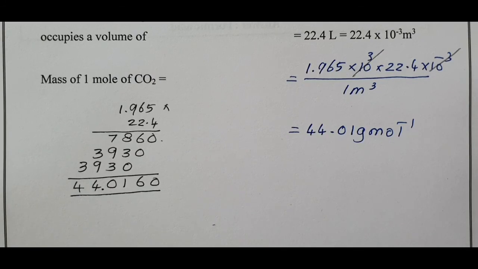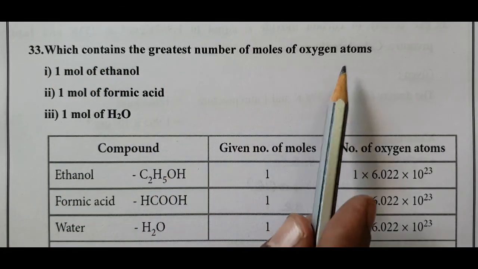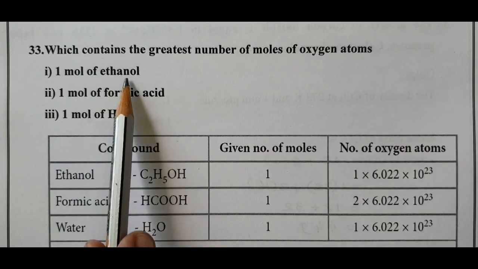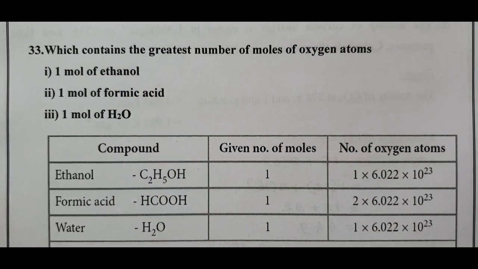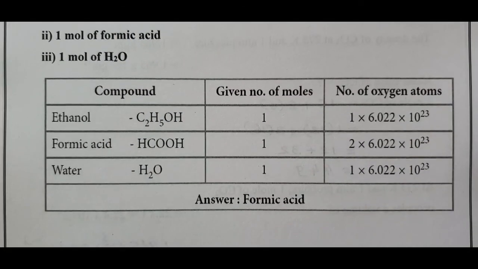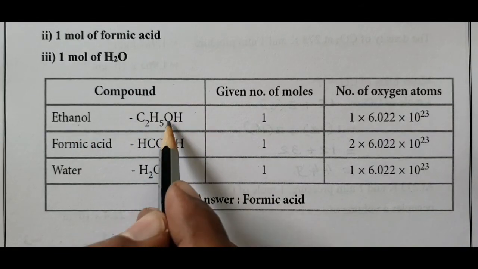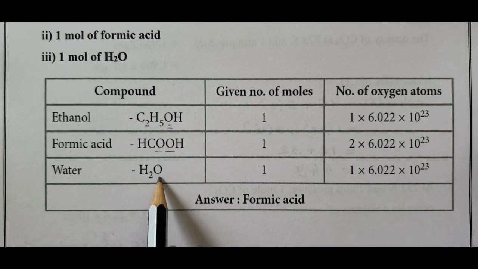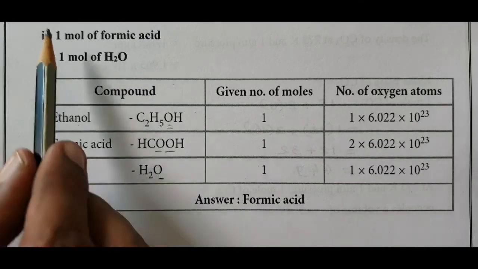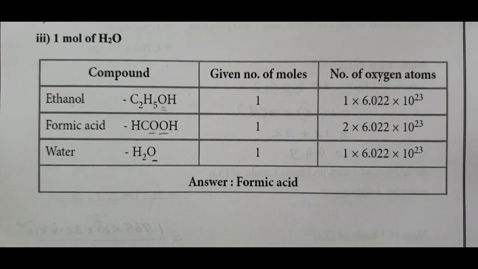Come to question number 33. Which contain the greatest number of moles of oxygen atom? 1 mole of ethanol, 1 mole of formic acid, 1 mole of H2O. 3 compounds are given. Now we have to start with the molecular formula. Ethanol C2H5OH, it contains only one oxygen atom. Formic acid containing 2 oxygen atoms. Water molecular formula H2O containing 1 oxygen atom. Number of mole of ethanol, formic acid, water are all equal to 1 mole, 1 mole, 1 mole.